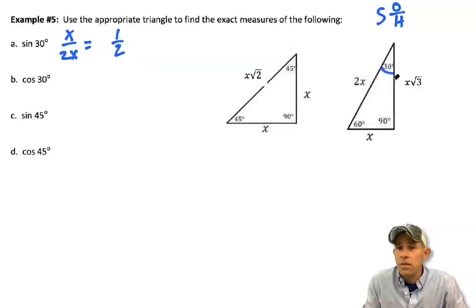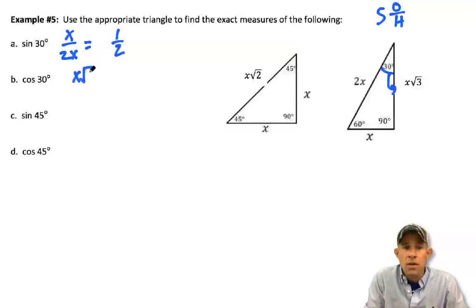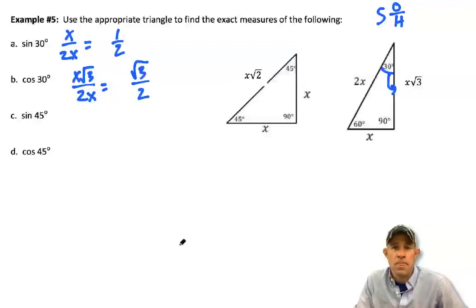Cosine of 30 now is our adjacent leg over hypotenuse. So in this same triangle here, we have x root 3 over 2x. And again, my x's will cancel out, and I'm left with root 3 over 2.